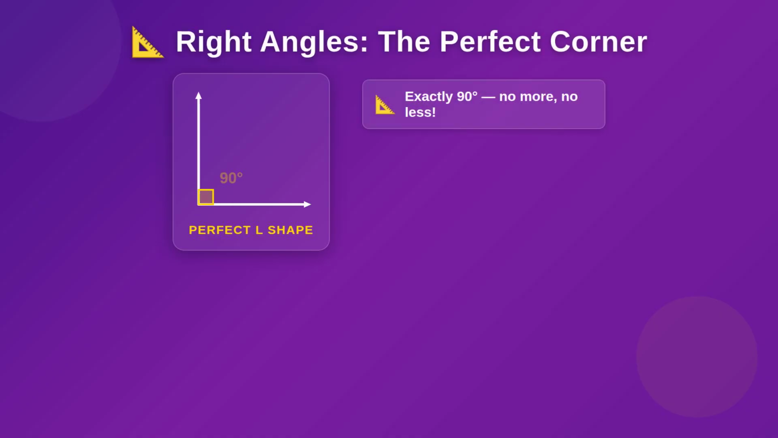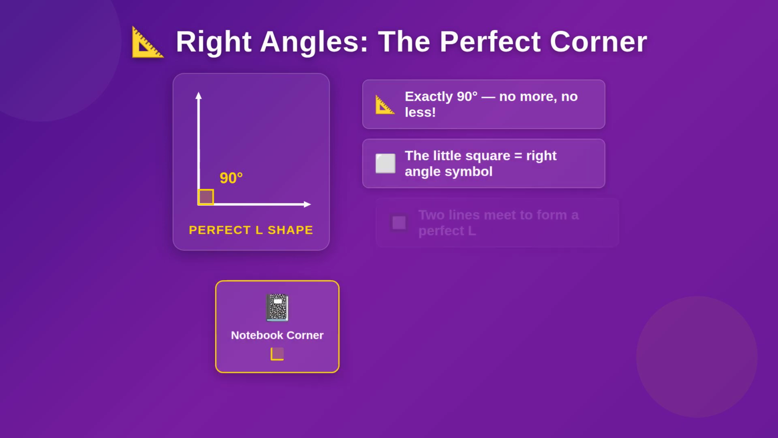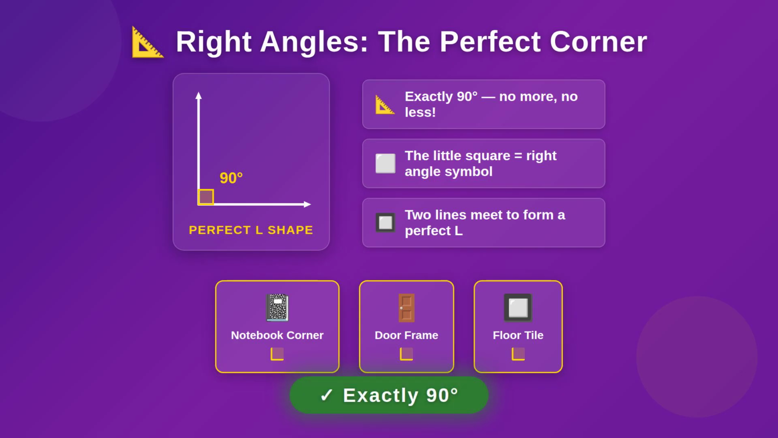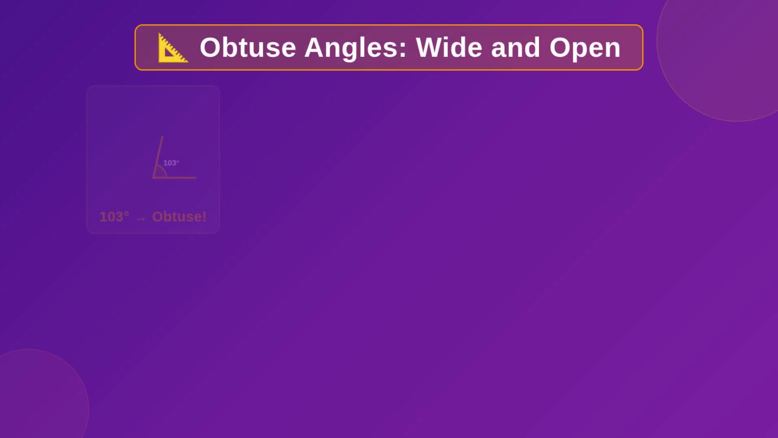Next is the superstar of geometry, the right angle. A right angle is exactly 90 degrees, no more, no less. You know that little square symbol you see in the corner of shapes? That's the universal sign for a right angle. Maya spotted right angles everywhere in her classroom. The corner of her notebook, the edge of the whiteboard, even the tiles on the floor. Whenever two lines meet and make a perfect L shape, that's a right angle. 90 degrees every single time.